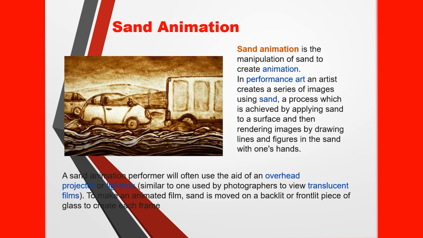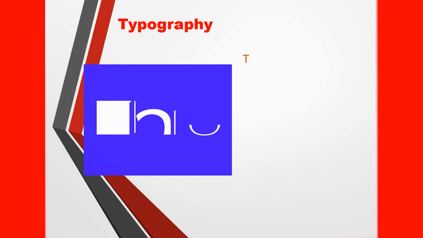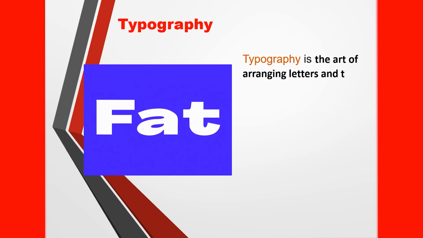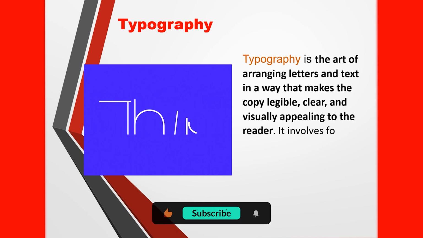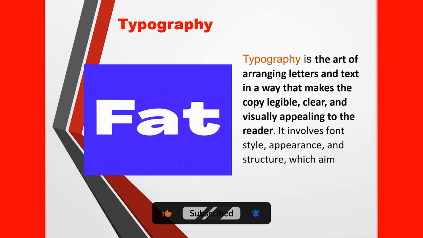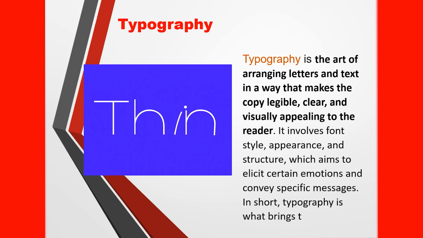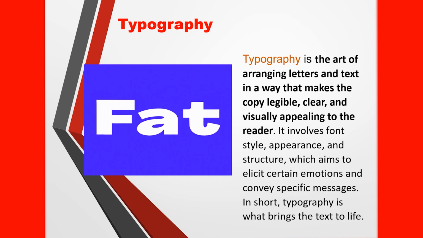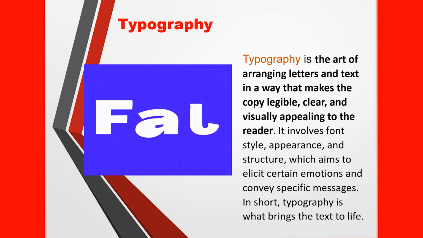Next is typography. Typography is the art of arranging letters and text in a way that makes the copy legible, clear, and visually appealing to the reader. It involves font style, appearance, and structure, which aims to elicit certain emotions and convey specific messages. In short, typography is what brings the text to life.